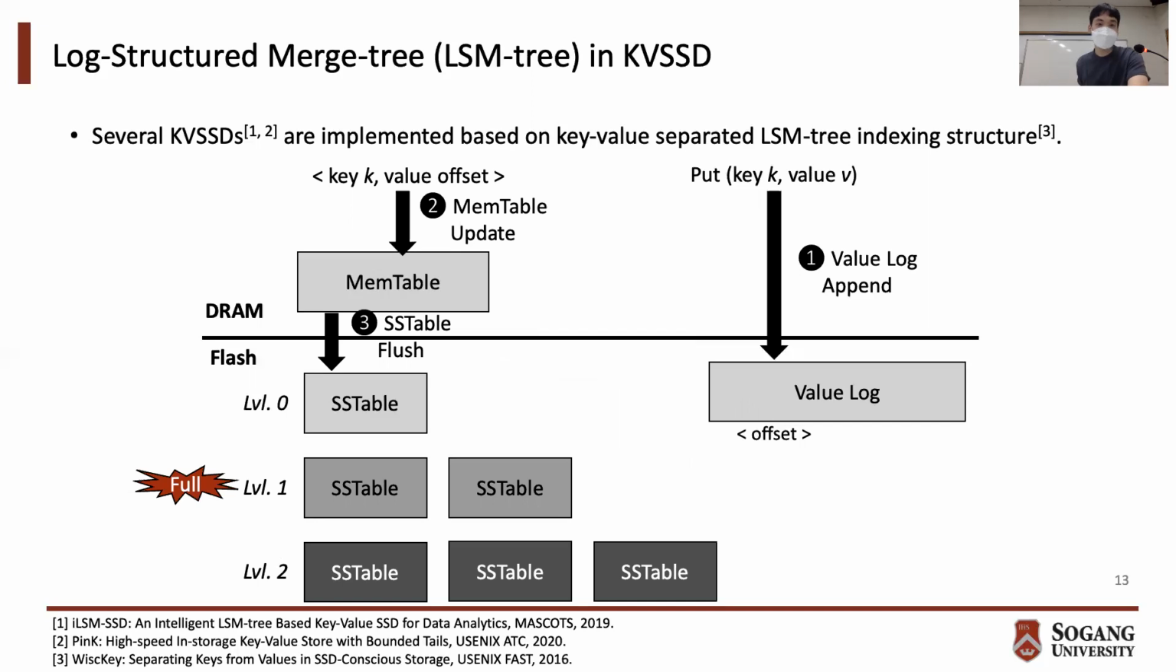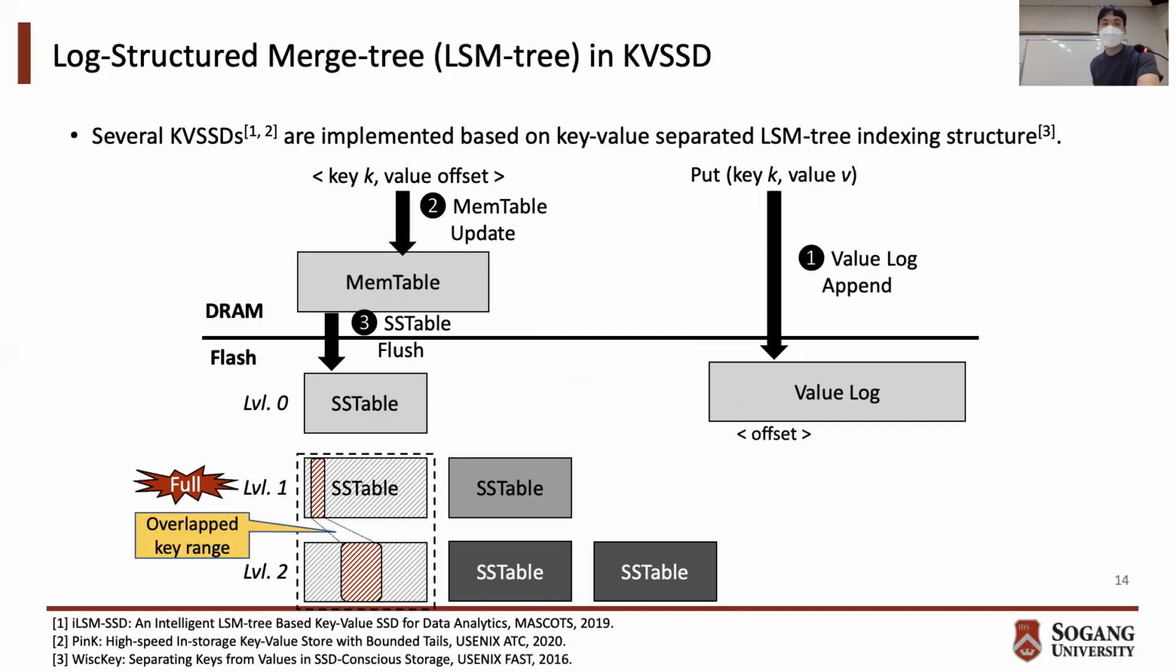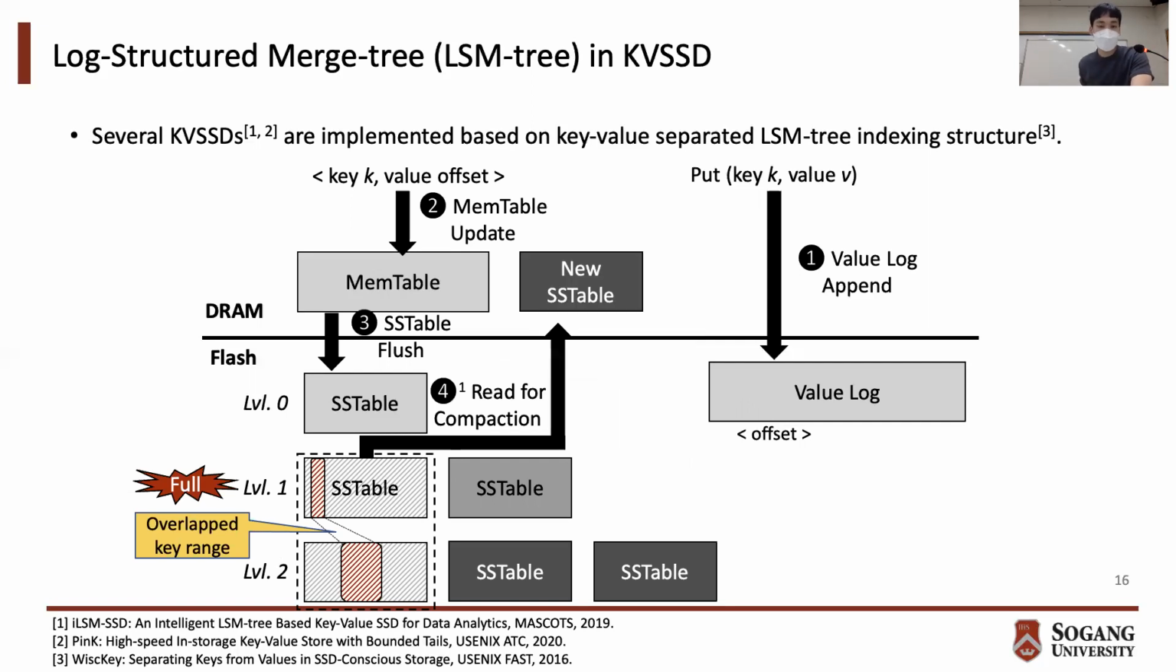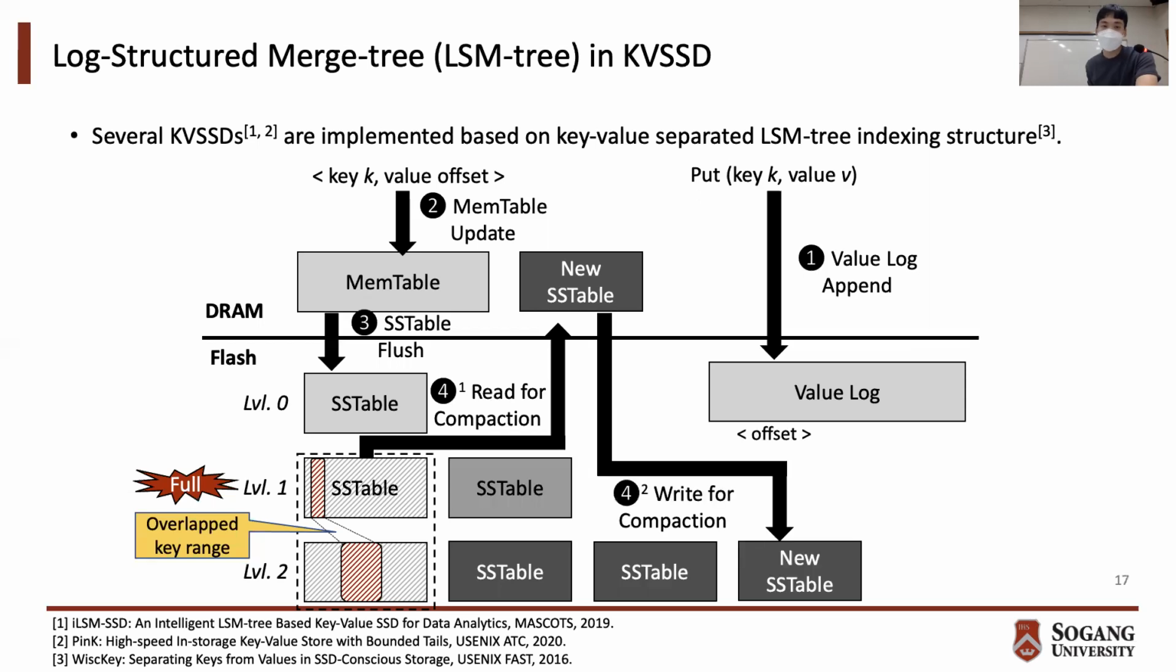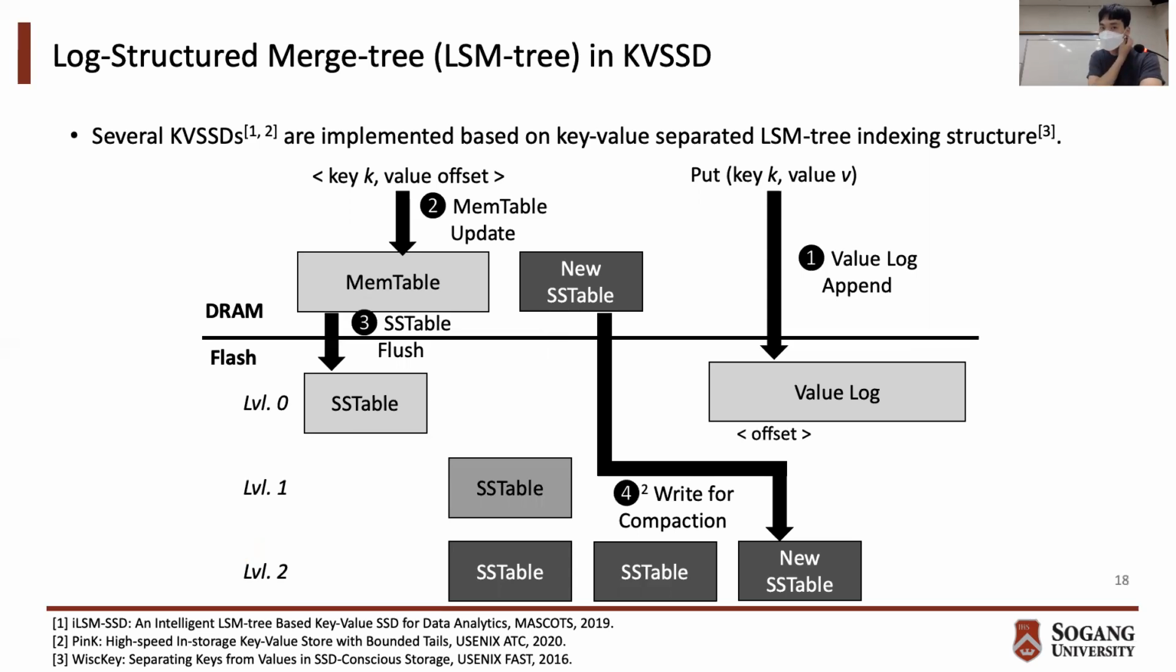If a certain level's SS table is full, then the LSM tree chooses victim SS tables of the next level that have an overlapped key range and reads them. Then they are merged into a new and big SS table, and it is written to flash memory as a next-level SS table. Then the victim SS tables are invalidated.